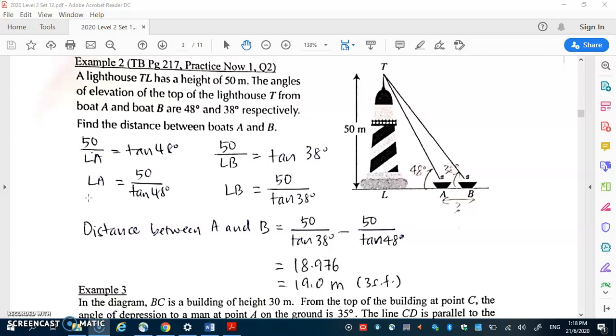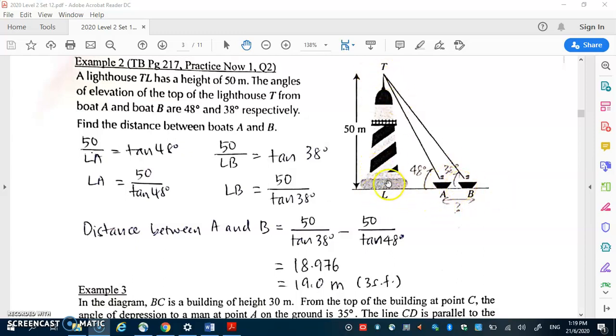You will get 50 divided by tangent 48, which is 45.020. Okay, you can either write the 5 as F, or you can just keep it as a fraction like that, that also can. And then we do the same for LB. So opposite over adjacent will give you LB, right? Which is basically tangent 38 is equal to opposite over LB.